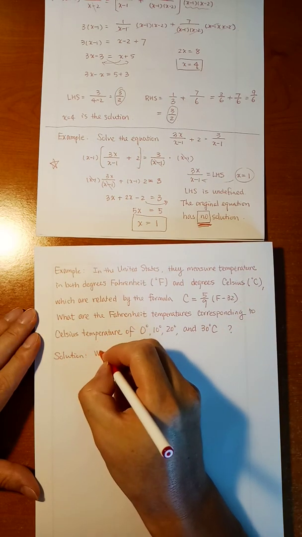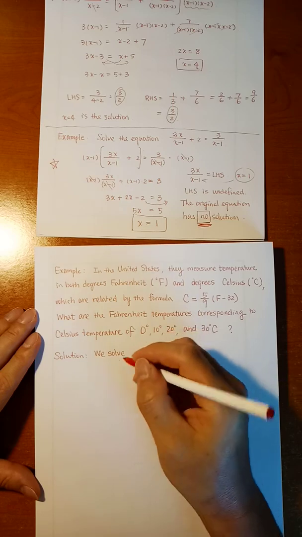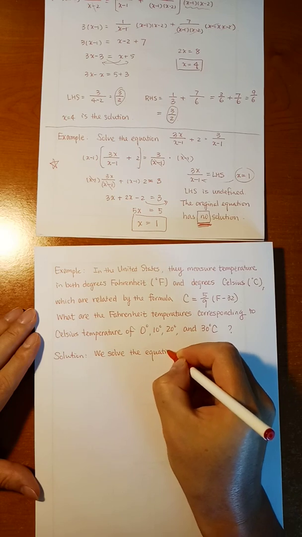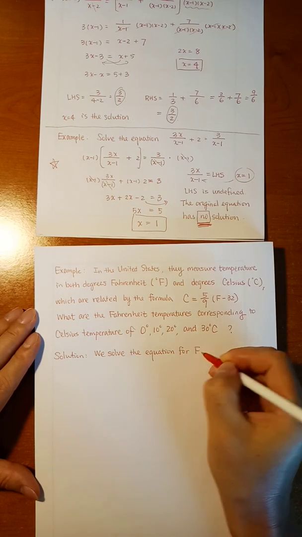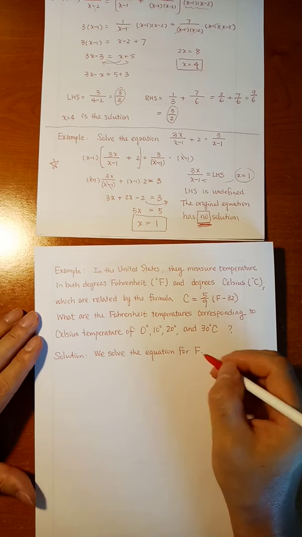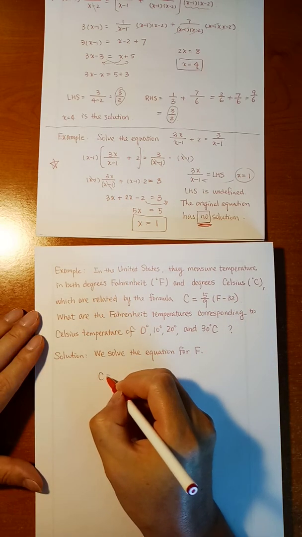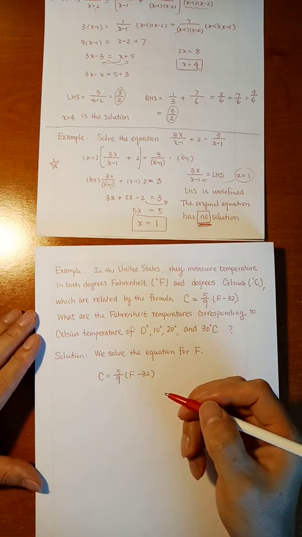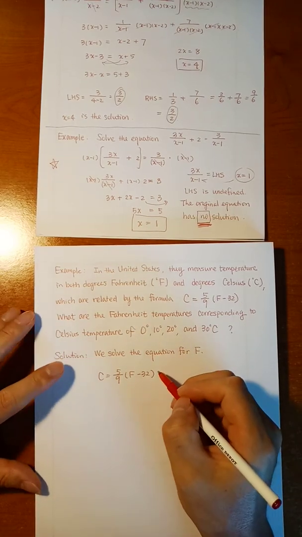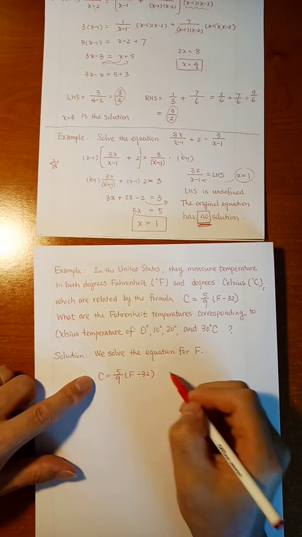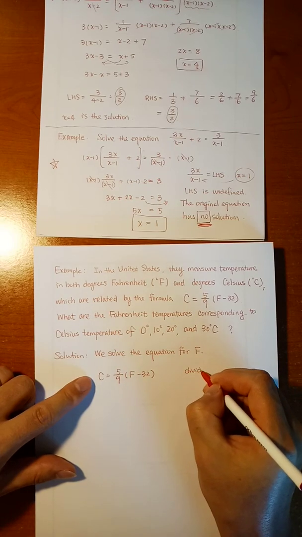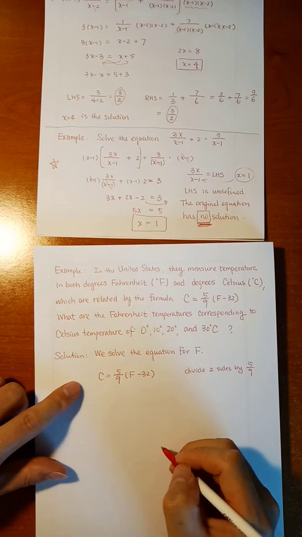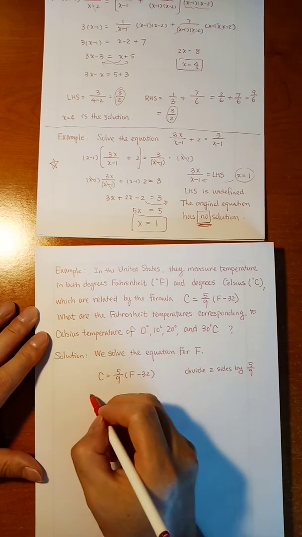So we solve the equation for F. Let's check. Okay, so how do we do that? First we divide both sides by 5/9.